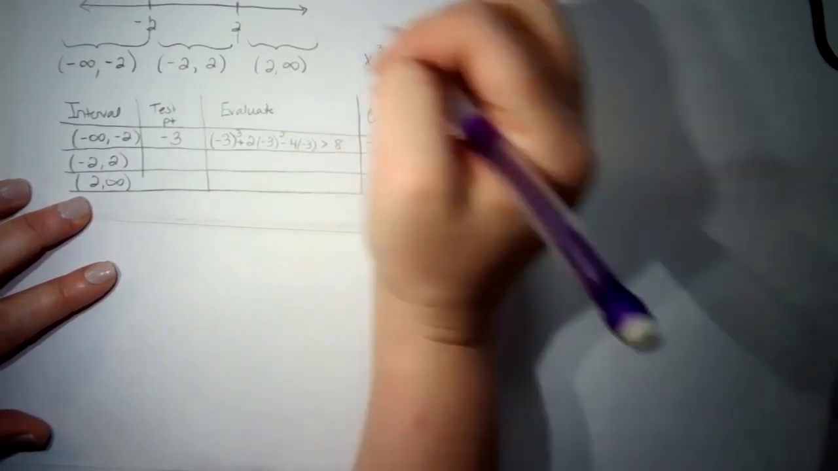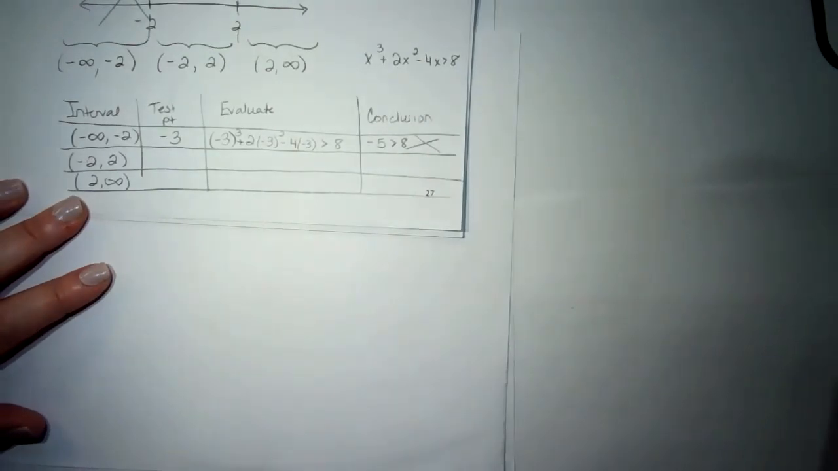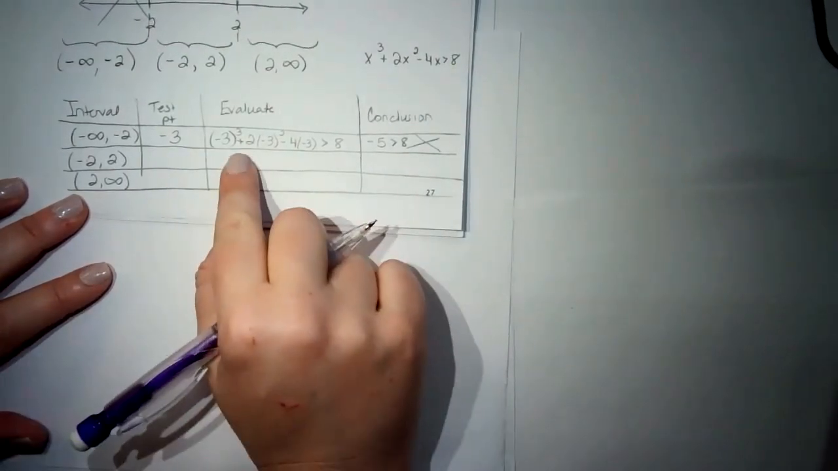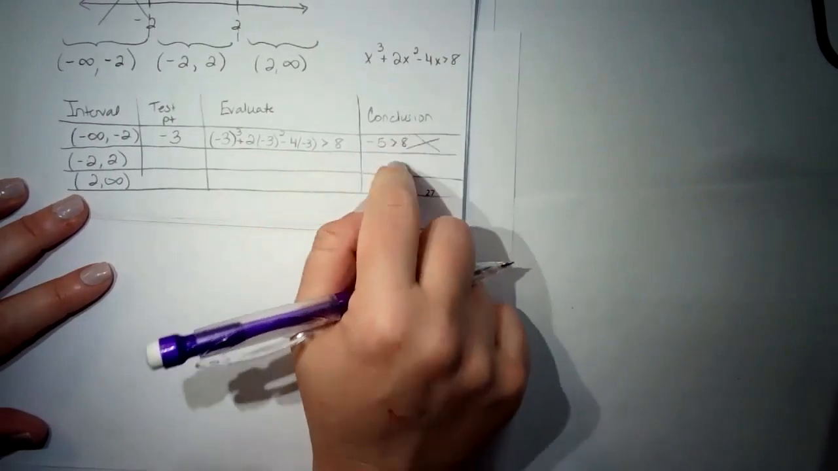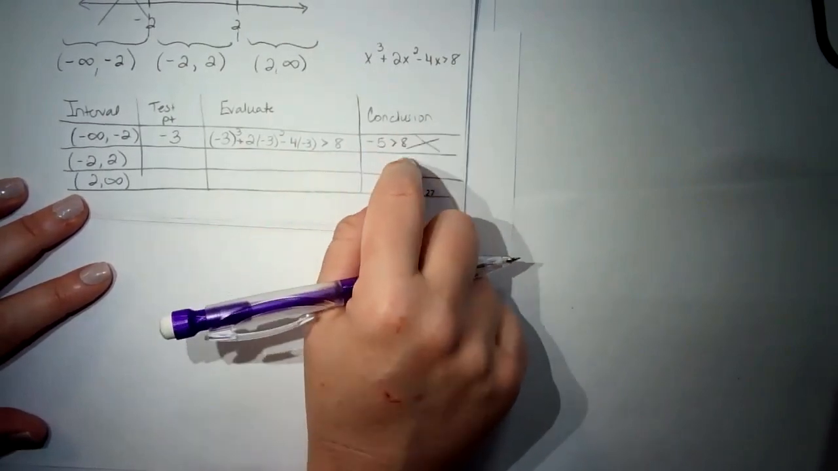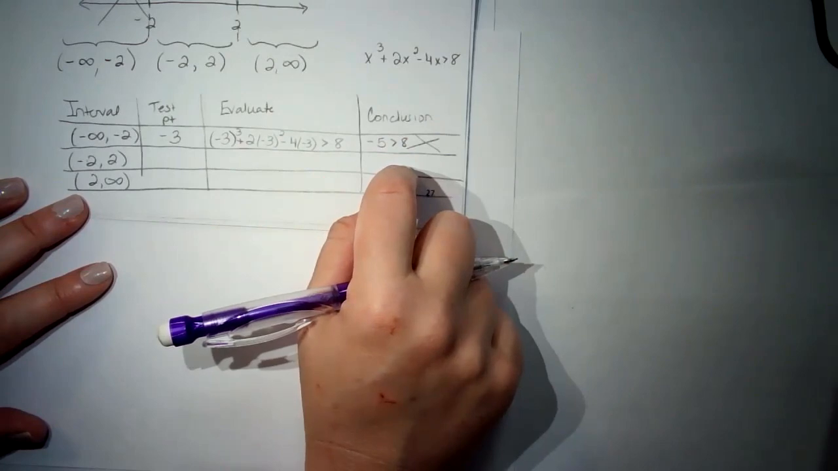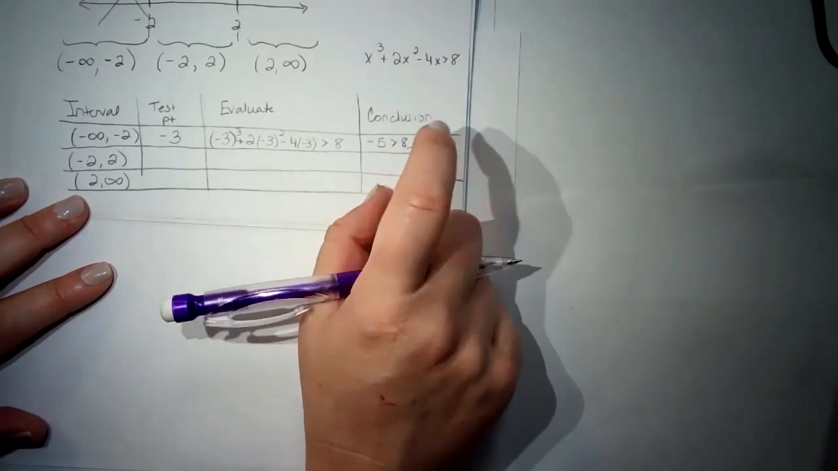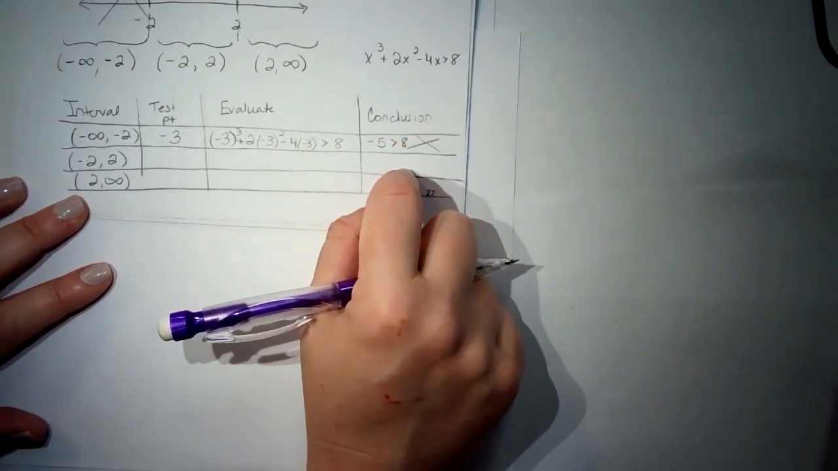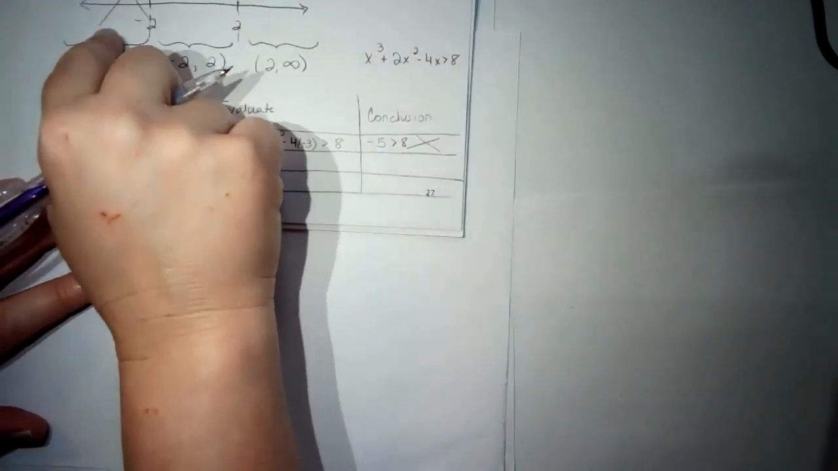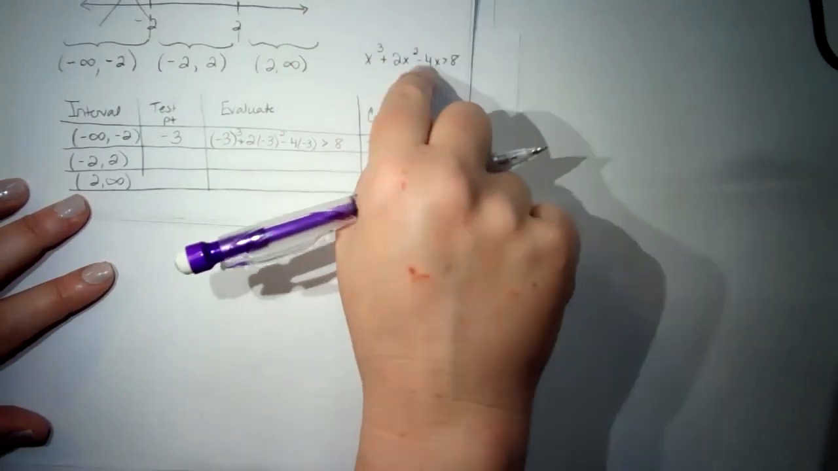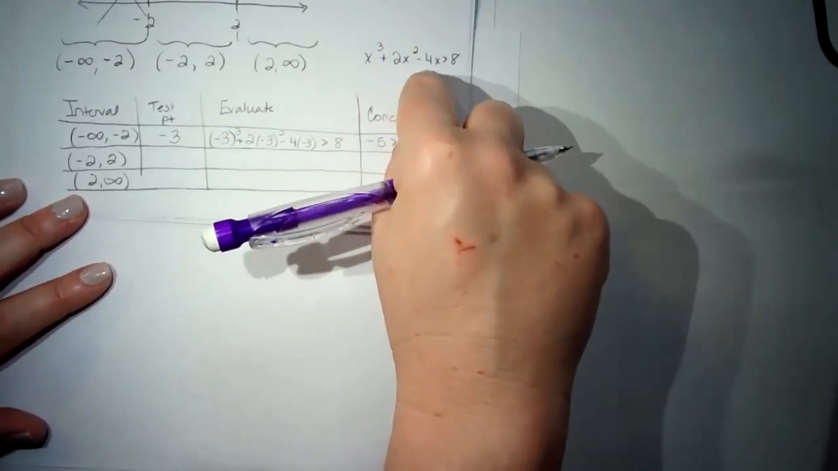No. So that means this interval is not an answer because it's not true. No matter what you chose to put in here, you would have gotten a statement that's not true. If you chose -4, -5, whatever you chose. Does that make sense? Kind of? You're just testing to see, do numbers in this interval make this original problem true? Okay, let's try another one.